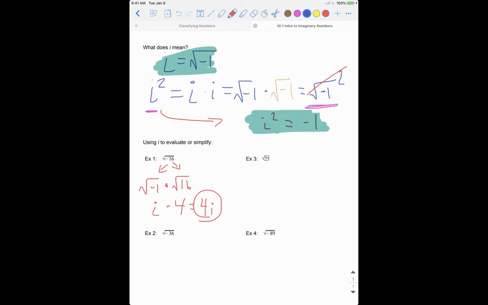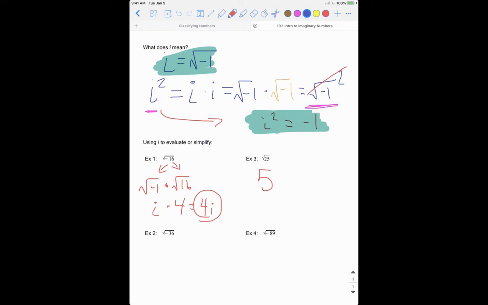All right, let's jump over to example 3. Example 3 just has the square root of 25. Hopefully you look at that and say, oh, I know that, that's 5. The square root of 25 is 5. How come we didn't have to use i? There's no negative in the square root, so there's no reason to use i.